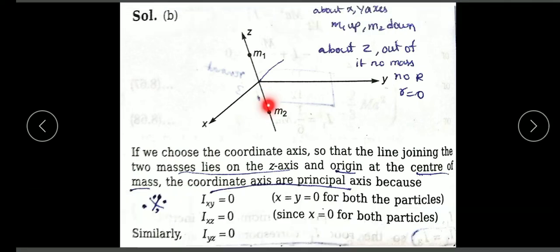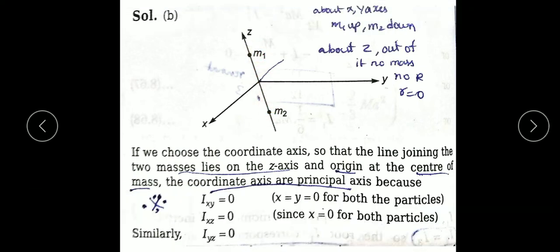If this is 0, if this is a, and we consider a by 2, I mean exactly in the middle, but it is not the case. So here the center of mass point is the origin, that we need to keep in mind. The coordinate axes or principal axes: what they are saying is that the x-axis, y-axis, and z-axis, all of them are principal axes.